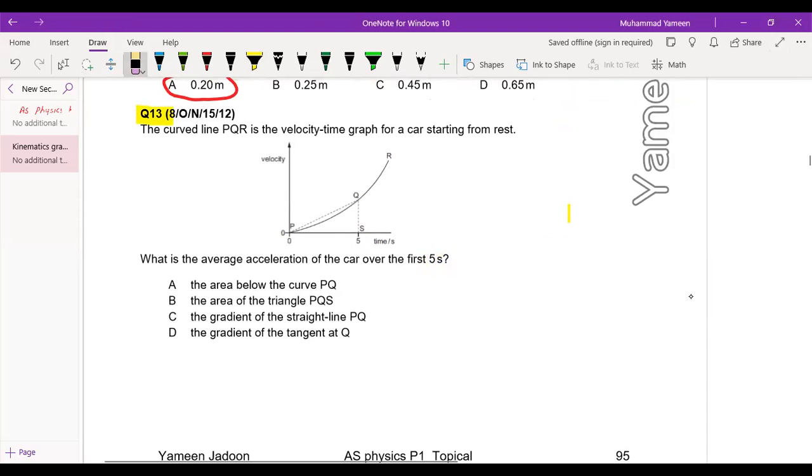So, average acceleration over the first 5 seconds. You can see average acceleration is the total change in velocity over total time. And the gradient of this line will give us the average acceleration. Gradient of line PQ. So the gradient of straight line PQ will give us average acceleration.